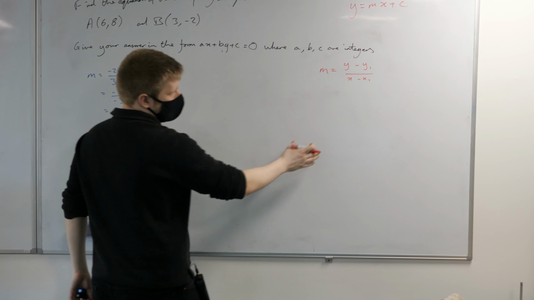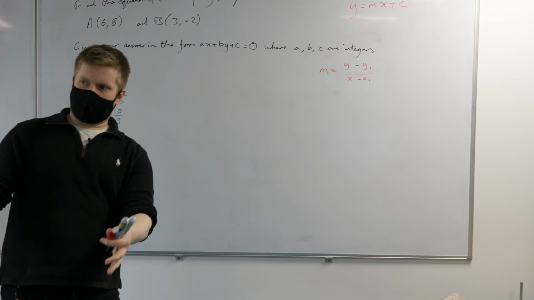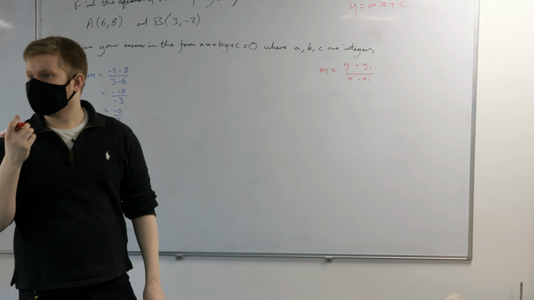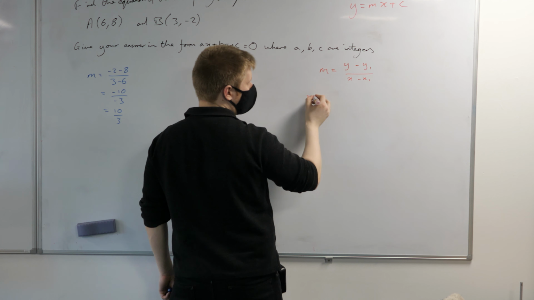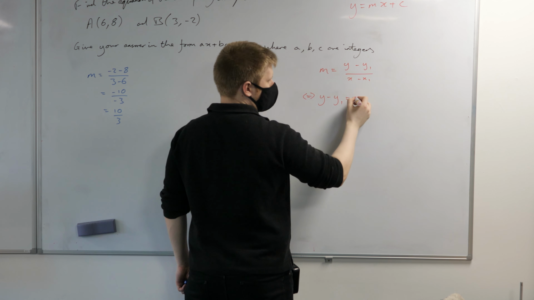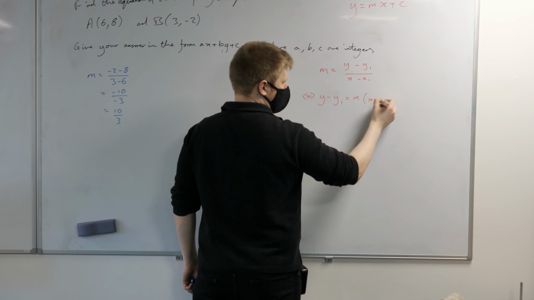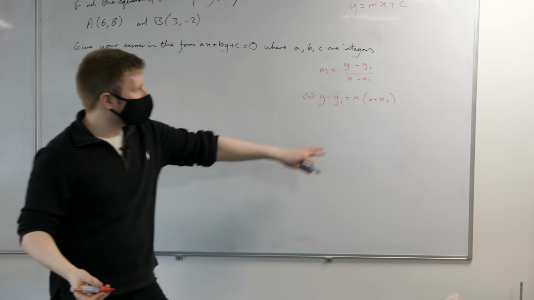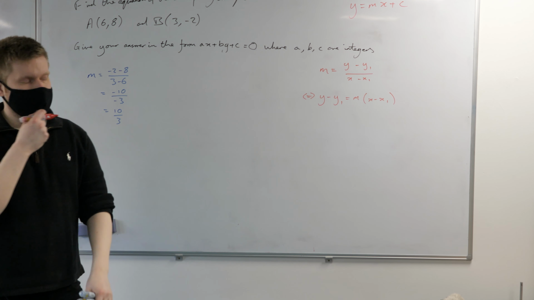So if I rearrange this then, make it non-fraction, would you be happy I just multiplied both sides by that denominator? So therefore I'm going to be left with y take away y1 is going to be equal to m times by x minus x1. That make sense? Literally all I've done there is just multiplied through by that denominator.